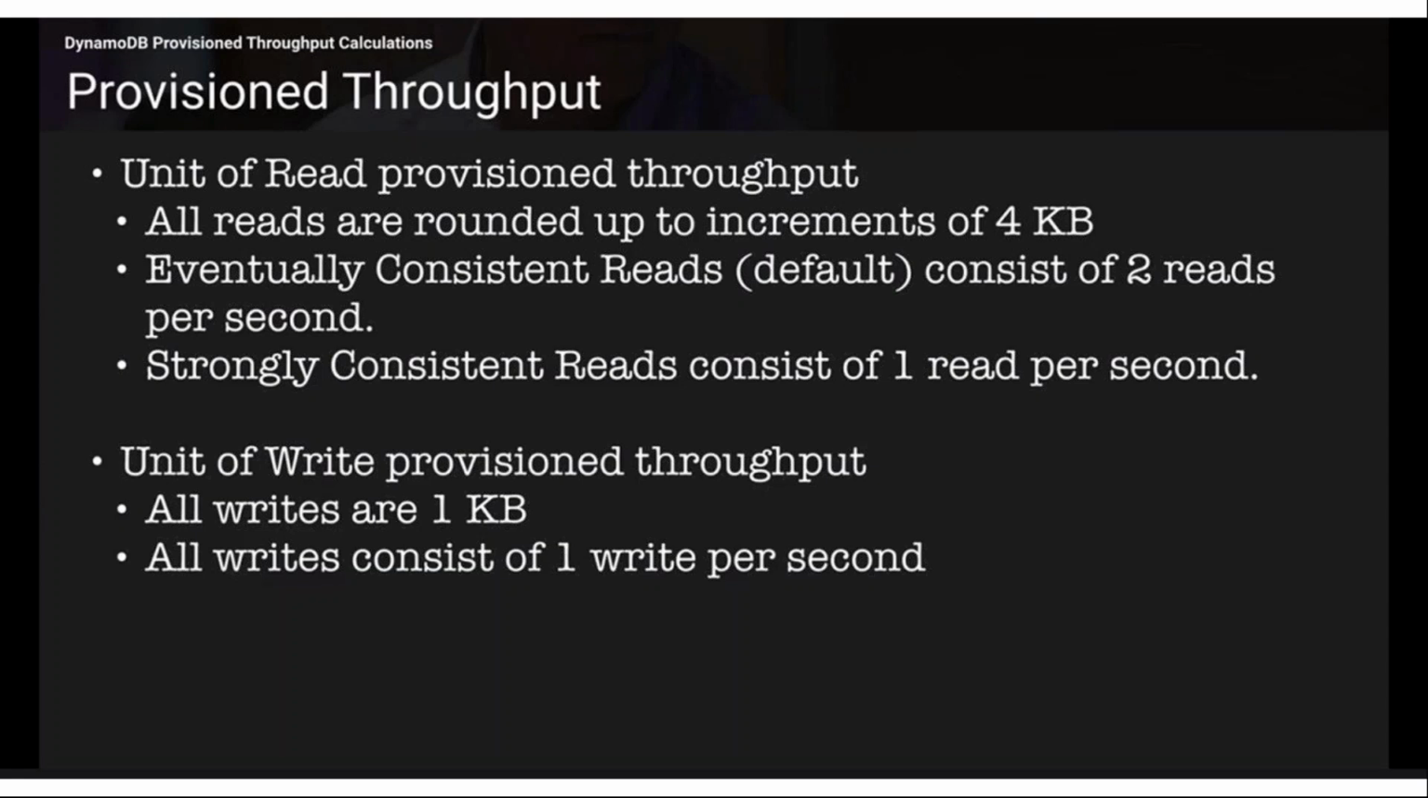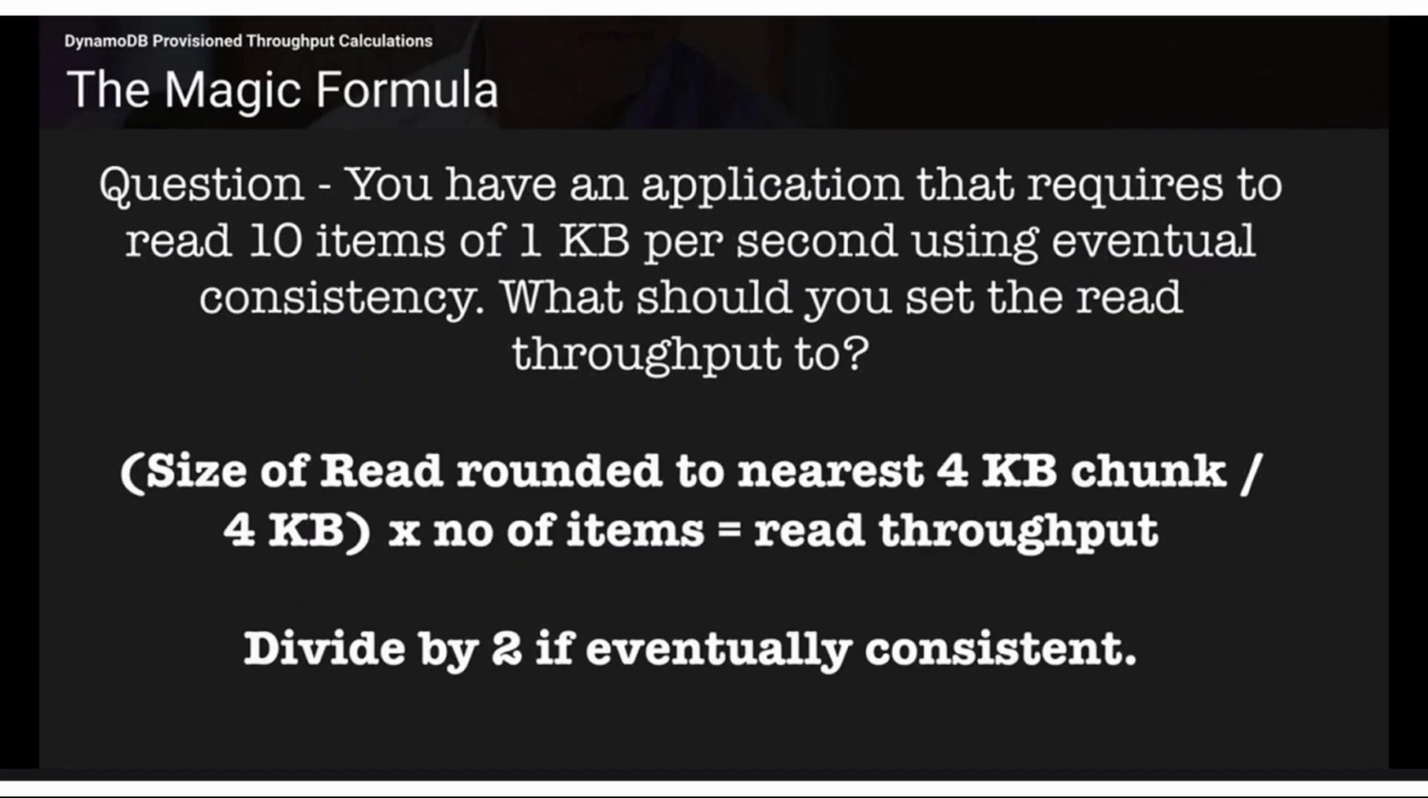This is the very first example we're going to look at. You have an application that requires you to read 10 items of 1 KB per second using eventual consistency. What should you set the read throughput to? So I'm going to design an application in which my system requires 1 KB of data to be read per second, and there will be 10 items every second. So how much read throughput should be picked here?